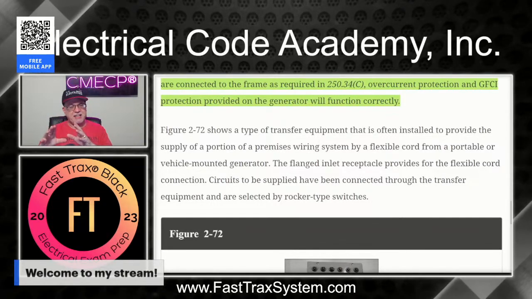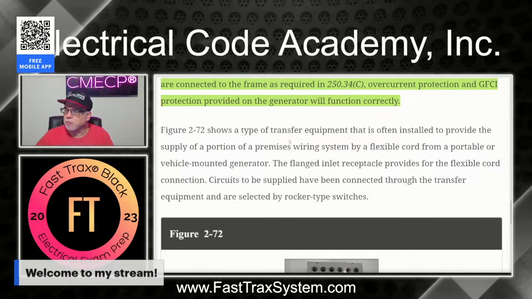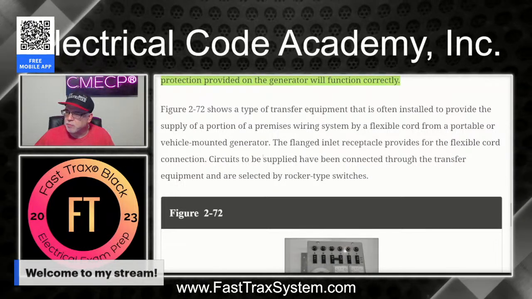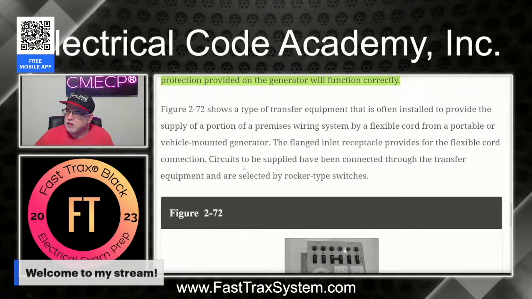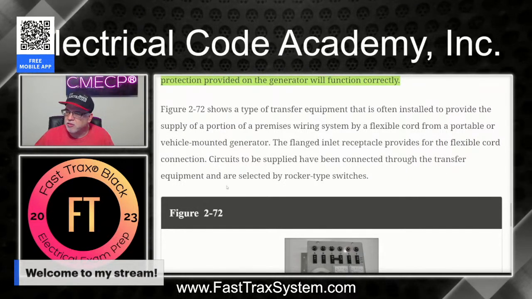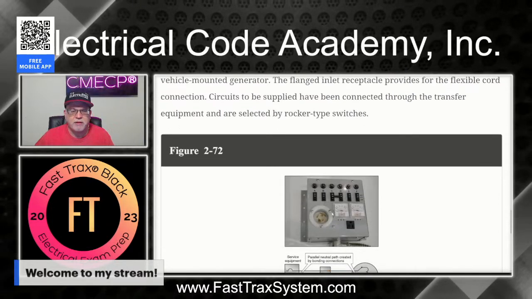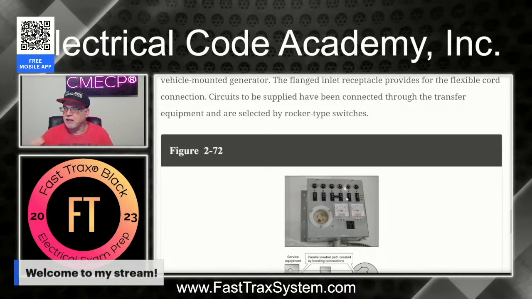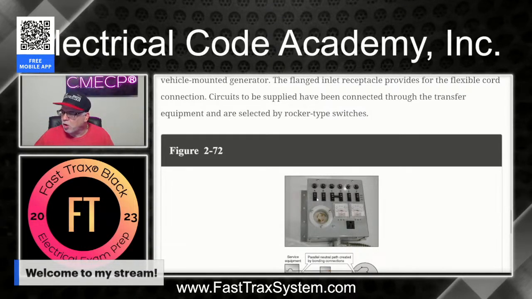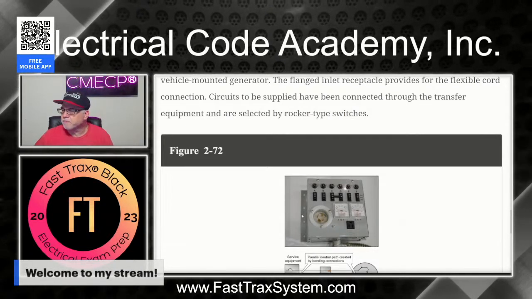Okay, so this is the inlet. And this is a transfer switch that would be utilized. One of them that would be utilized. It says the flanged inlet receptacle is provided for the flexible cord connection. Circuits to be supplied have been connected through the transfer equipment and are selected by rocker type switches. So this is what we see right here. So here's the inlet, and it would go from here over to the generator, right? And these are your rocker switches that allow you to turn on the different circuits that are supplied through this small, looks like six circuit, transfer switch, okay?